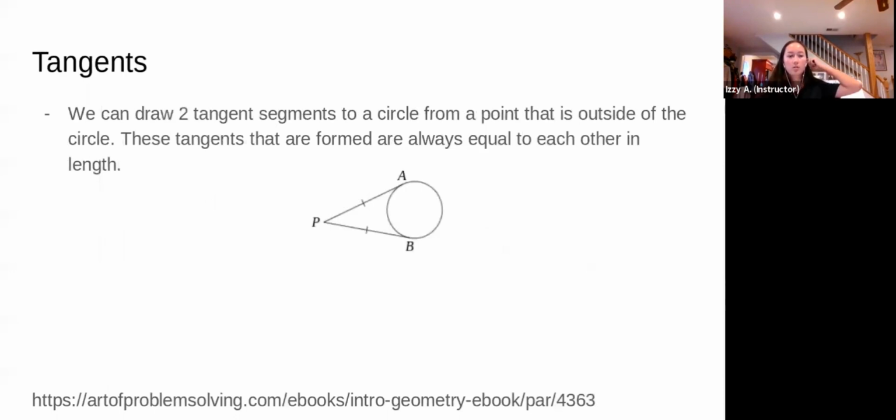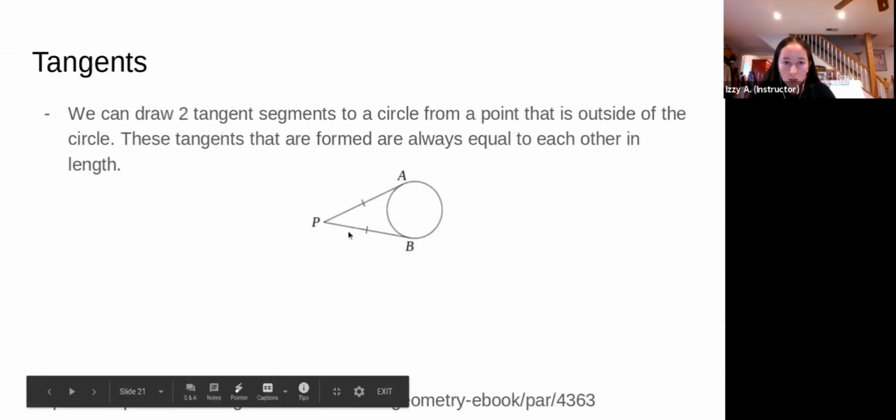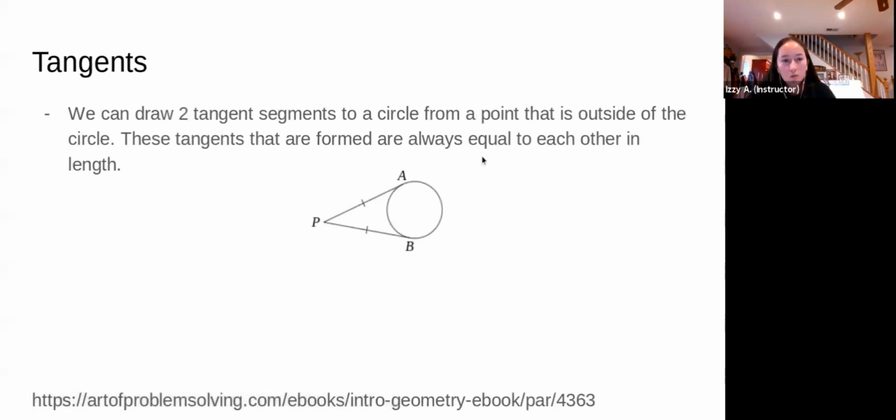Okay. So next we have tangents, and we can draw two tangent segments to a circle from a point that is outside of the circle. These tangents that are formed are always equal to each other in length. So if we look at the image here, we have two tangents, segment PA and then segment PB, and you can see that they're tangent because they're touching the circle at exactly one point, and they're shooting out from point P, so therefore these two segments are going to be equal to each other.